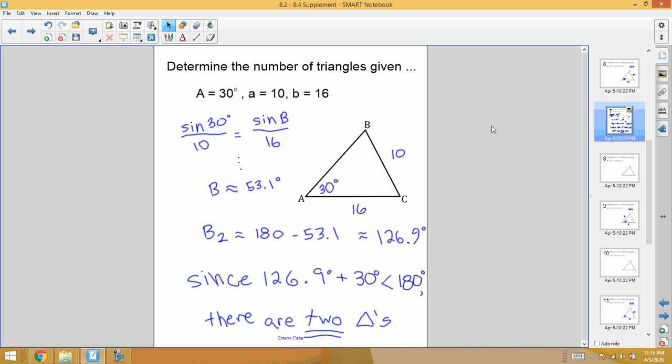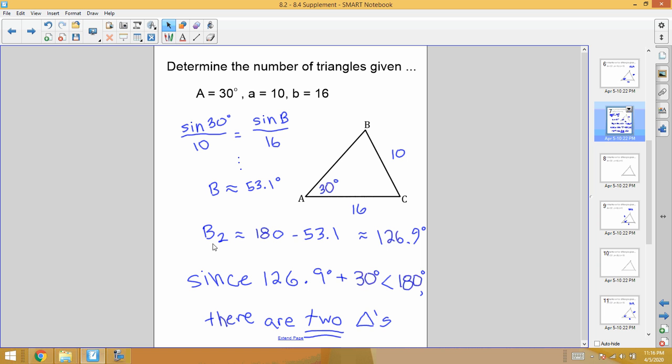So I've already done that work for you, if I can talk you through it here. This is one where we'd use the law of sines. So you would cross multiply, and this is one where you would need to use your inverse sine button to find angle B. And when you do that, you get an answer of about 53.1 degrees. This is one of the things we looked at last week in our homework.